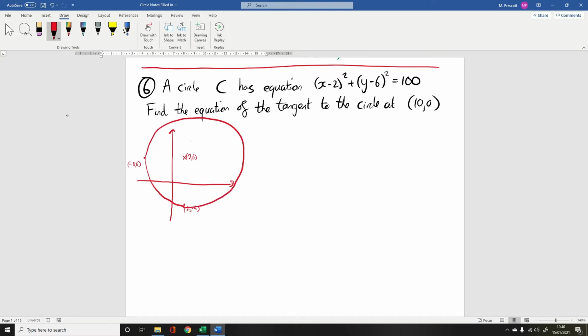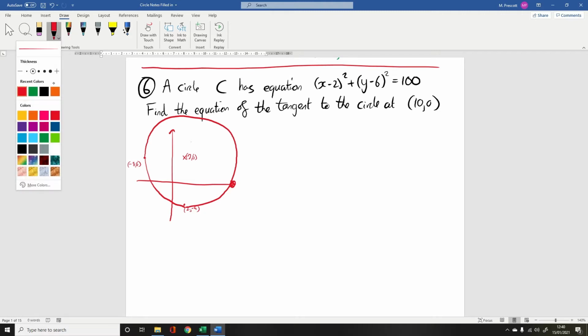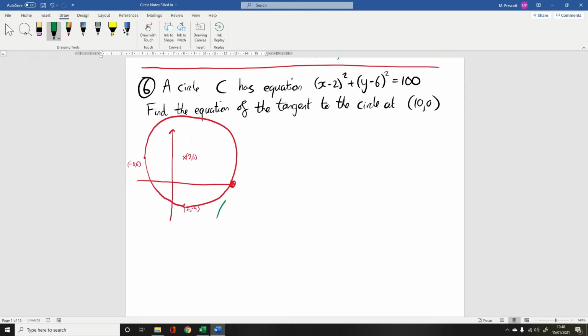Okay, that's almost a good drawing of a circle. Let's see if we can do slightly better. No, that's horrendous. Oh well, we'll live with it. So what I need to do is find the equation of the tangent to the circle at (10, 0). So that's going to be about this point here. And a tangent obviously meets it at a right angle. So I'm going to have something like that. That's my tangent. And that's going to meet the radius to the circle at a right angle.